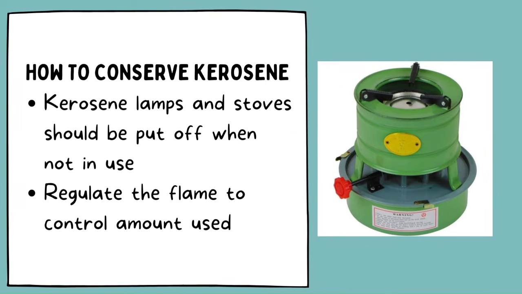How do you conserve kerosene? First, kerosene lamps and stoves should be put off when they are not in use. And secondly, make sure you regulate the flame to control the amount of kerosene that the stove or the lamp uses.